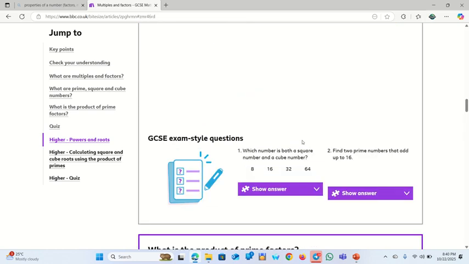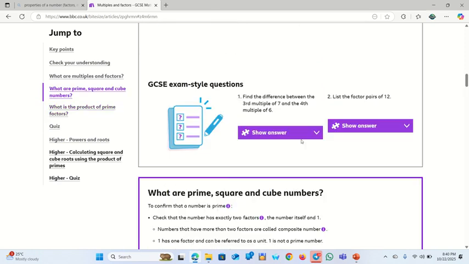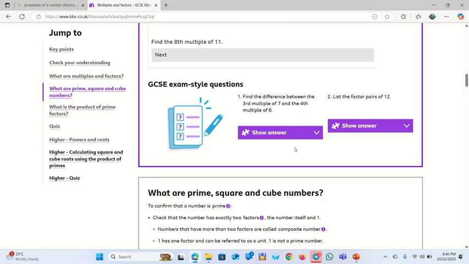So, at this juncture, we can boldly say that we've done revision on what we call factors, multiples. We've done factor, we've done multiple, we've done factor pair, and many others.